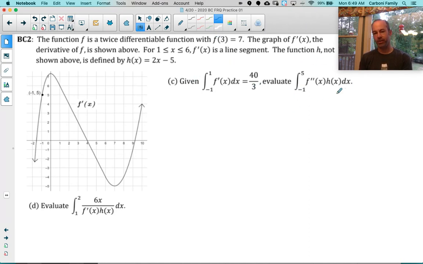I'm trying to evaluate this integral, and just like the previous problem, I know what h is, so I'm going to plug in the actual function for h. And so I have the integral from -1 to 5 of f double prime times 2x minus 5. And this is set up to be a parts problem. So we need to pick a u and a v prime. And I have to pick the f double prime to be v prime because, well, I guess you don't have to.